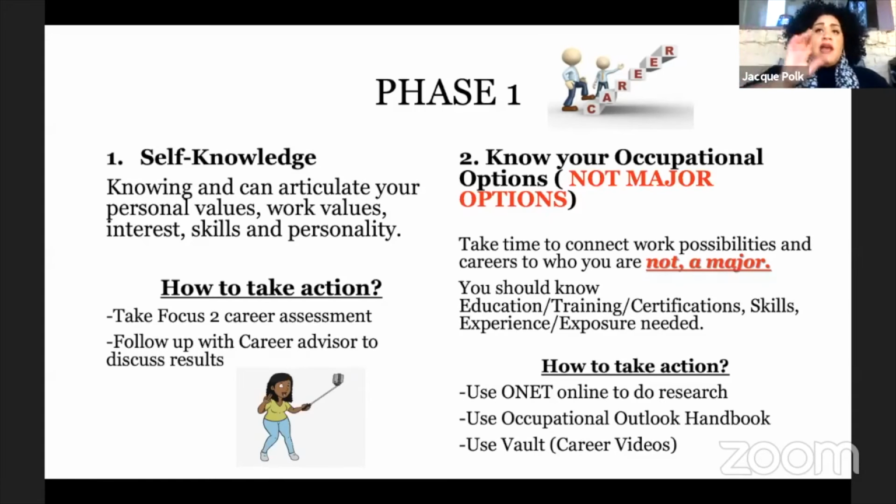So phase one, you have to know yourself. That's why I said counseling was a good way to do that. Another way to get that is taking our assessment, meeting with us. And on the other side, you have to know your options. Not a major, because majors, again, are here to teach you to be effective in fields, but they cannot determine the field for you. You determine that.